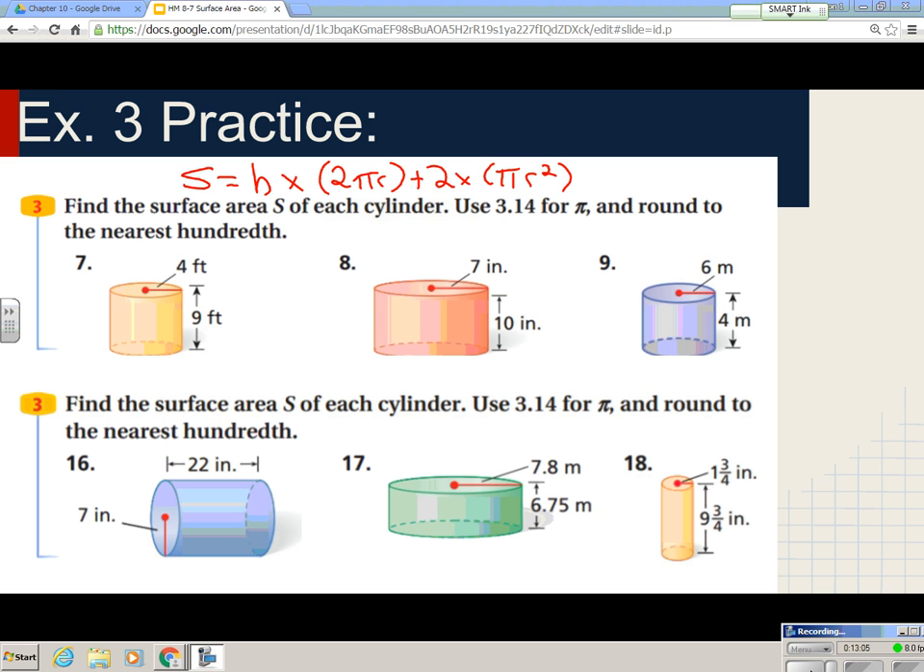So for example number 7, all you have to do is plug and chug. We have the formula. Let's chug them in. The height is 9 times 2 pi r, which is 2 times 3.14 times the radius, which is 4. Okay, plus the second part, which is 2 times 3.14 times the radius squared, 4 squared, which is 16. Now we just have to multiply through all the parts to be able to get it. And I'll let you do that. Come back with the answer for 7, 8, and 9.